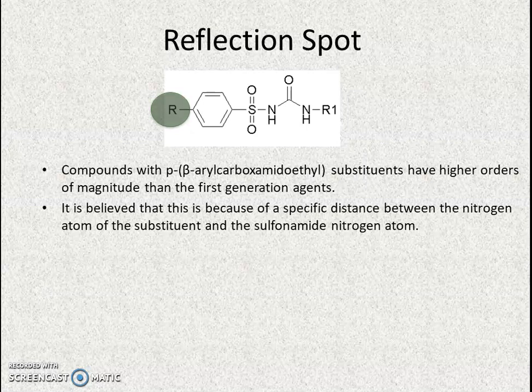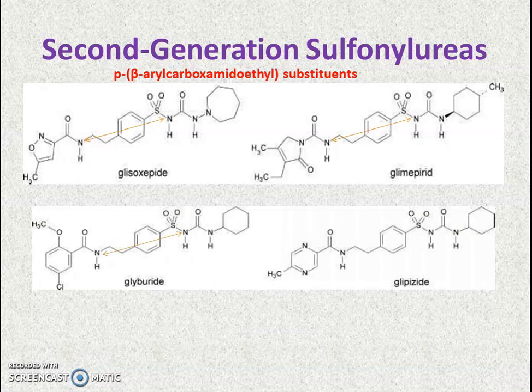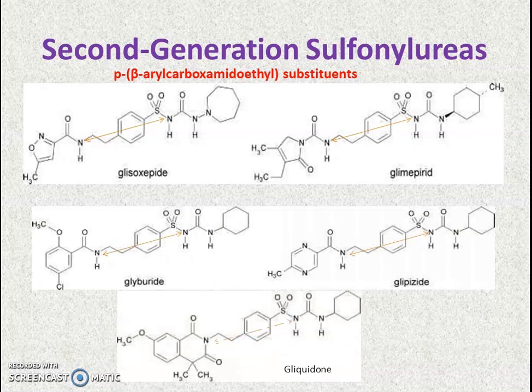Okay. The compounds with beta-aryl carboxamido ethyl substituents have higher orders of magnitude than the first generation because of their structure, that is, the specific distance between the nitrogen atom of the substituent and the sulfonamide nitrogen atom is constant, which enables a greater affinity towards the receptor as compared to the first generation. You can see the structure of the second generation, wherein the distance between the two nitrogens is constantly maintained with the same chain length being given. Okay. Hopefully you have understood.